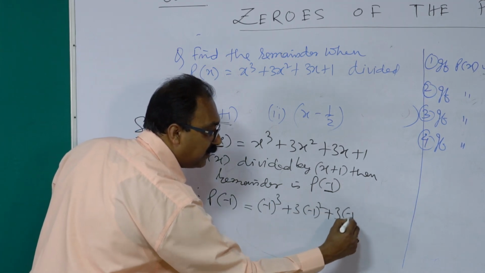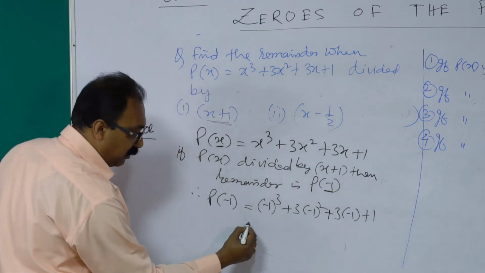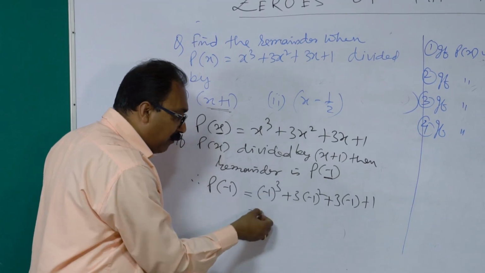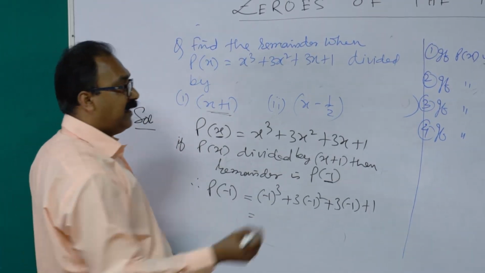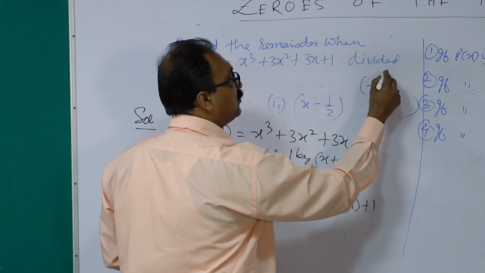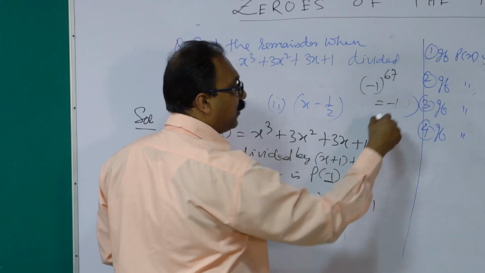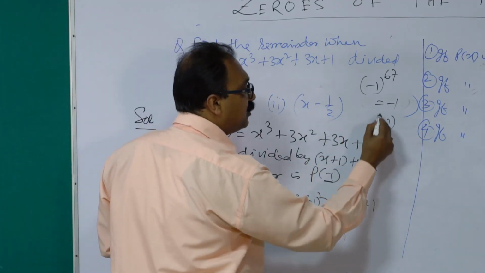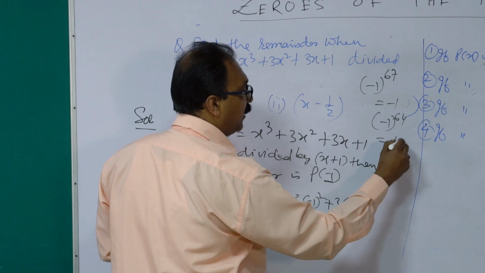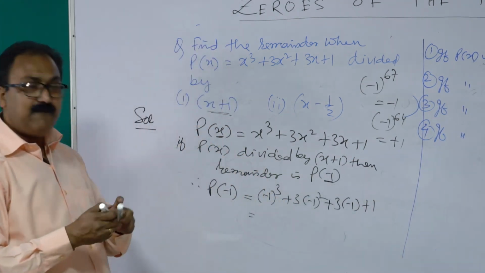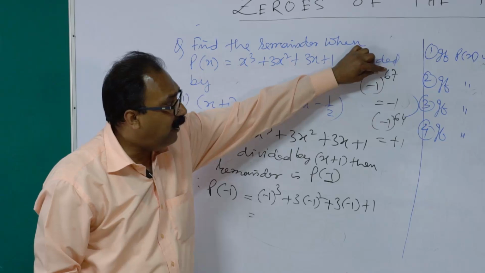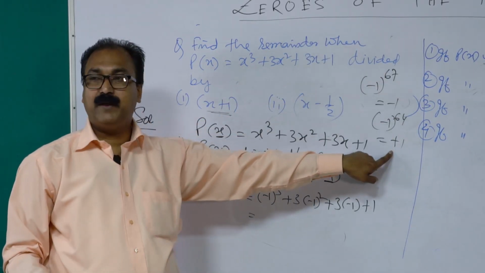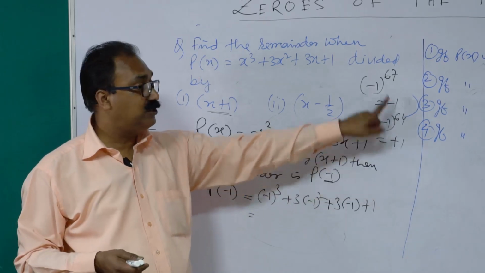3 minus 1 plus 1. Now 3 times... One thing: if it is a negative of an odd number, minus always comes back. Say minus 1 to the power 67, odd, you will get minus 1. But if you write minus 1 to the power 64, you will get plus 1. So when the negative of a number has an odd power, minus always comes back. If it is an even power, plus always comes back. So no need to multiply. Just know these two rules.